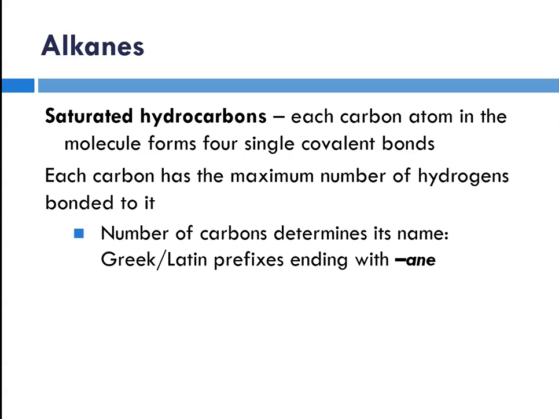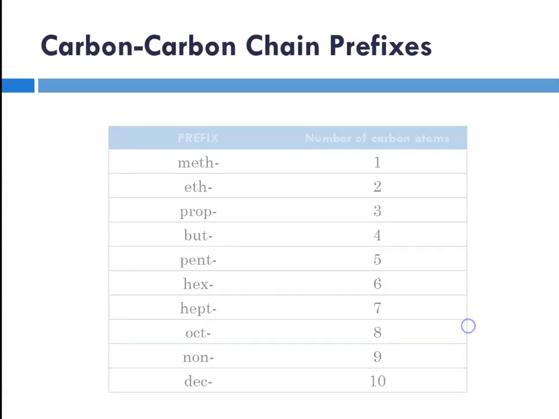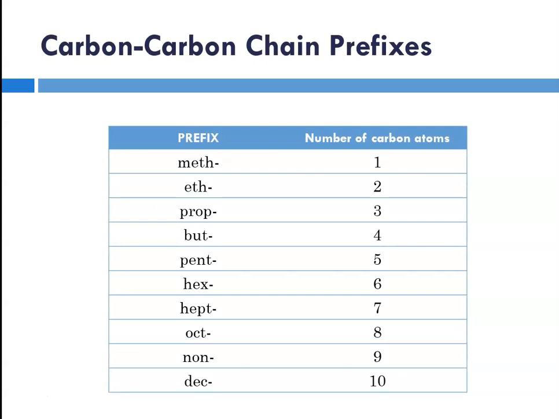The number of carbons determines the name. Greek and Latin prefixes are used with the -ane ending. So when you see -ane, like propane, ethane, butane, that -ane ending is telling you it's an alkane and that it is all single bonds. The carbon chain prefixes that we use are as listed here: meth, eth, prop, but, pent, hex, hept, oct, non, and dec. Those are for numbering 1 through 10. There are numbering systems and prefixes for higher ones, but for our purposes, 1 to 10 should suffice.